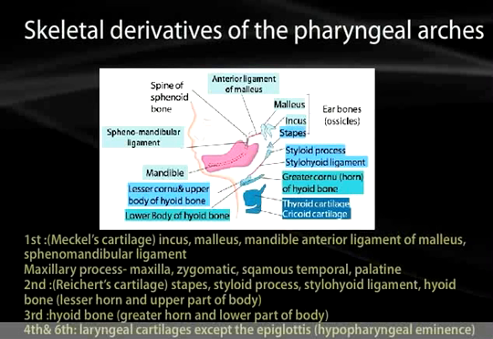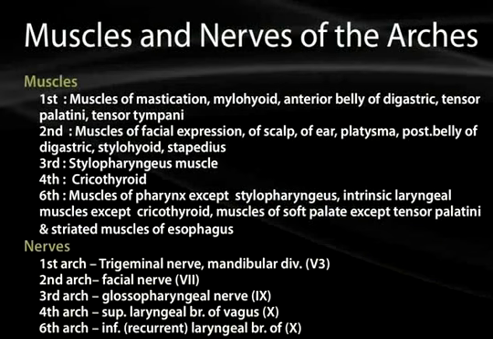We have Meckel's cartilage giving rise to the incus, malleus, and mandible. We have the maxillary process, which is going to give rise to the maxilla, zygomatic bones and temporal squamous bones, as well as the palatine bone. And the second cartilage is going to give rise to the stapes, styloid process, and a couple ligaments, and also to a portion of the hyoid. The third arch is going to give rise to a component of the hyoid as well, and the fourth and sixth arches will give rise to the laryngeal cartilage and the cricoid cartilage.